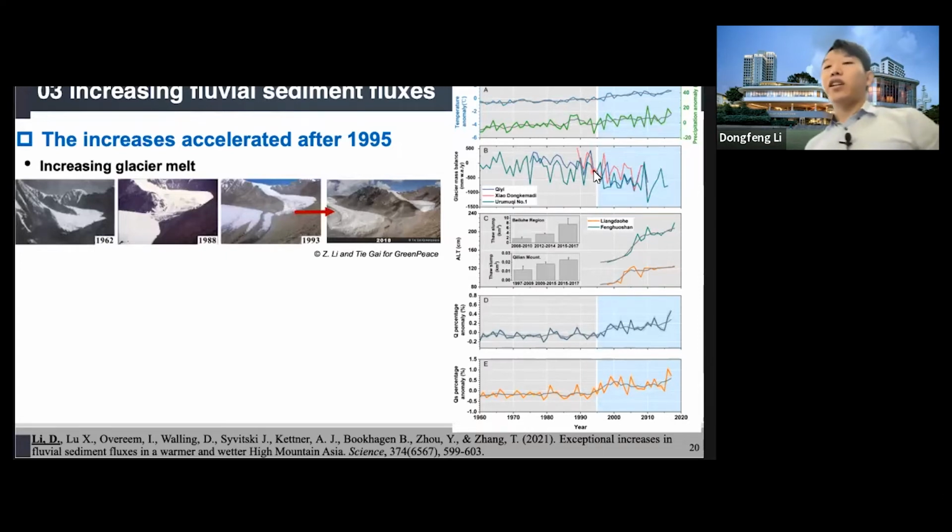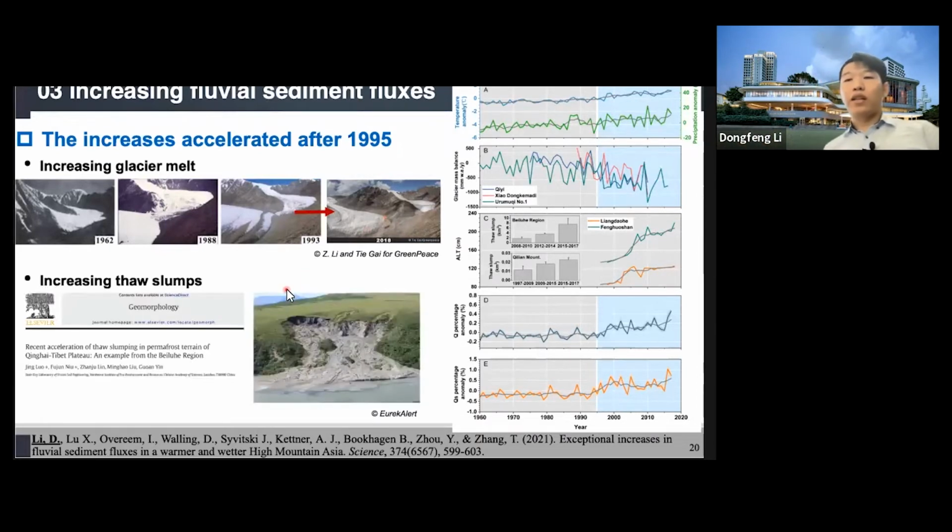With increasing glacial retreat, the glacial erosion could be enhanced due to more meltwater below the glacier, and because the glacial meltwater is also temporarily increasing due to the temperature increase, the increased meltwater can transport the materials to the downstream.